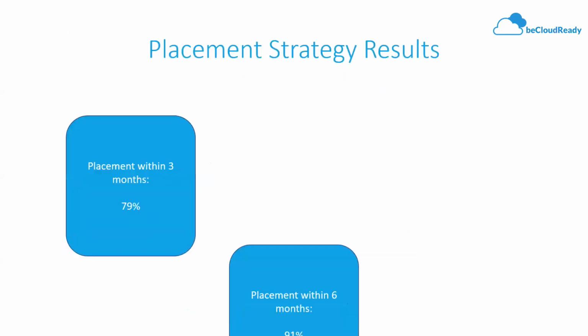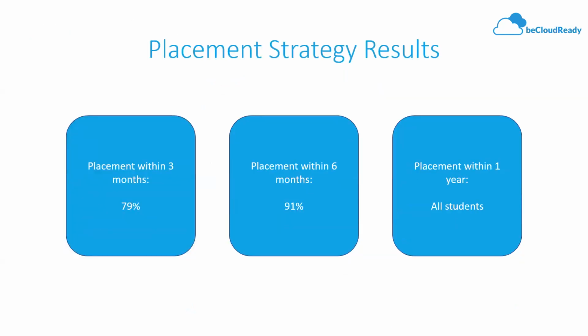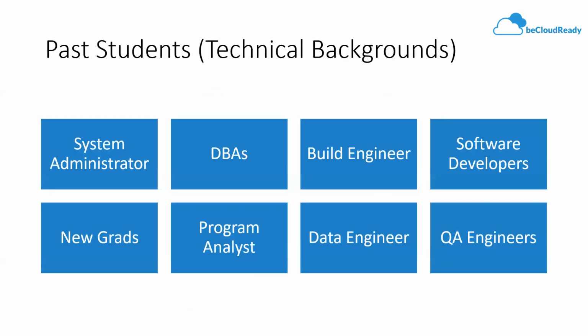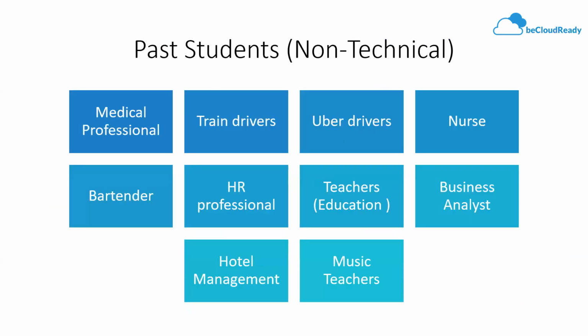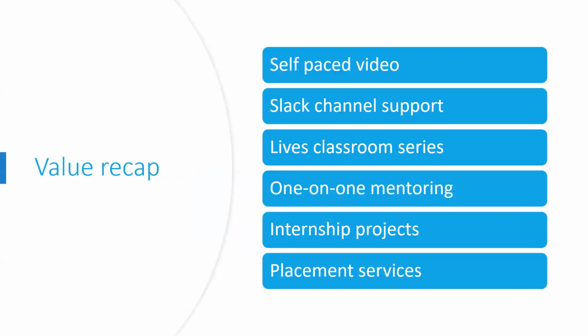We've had some really good results. Within 3 months of graduating, we have 80% of our students placed. Within 6 months, it's 90%, and within 1 year, it's all of our students. The market's really great, so that helps us out a lot. But it's good results. These are just some different technical and non-technical previous careers who've joined us.